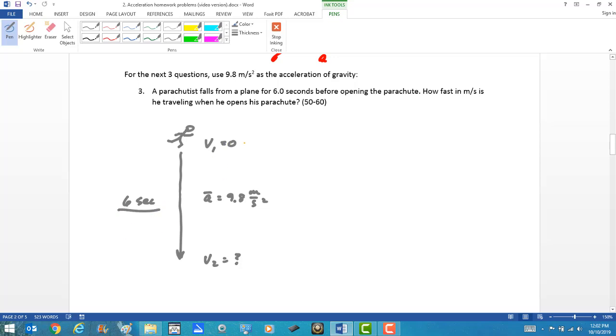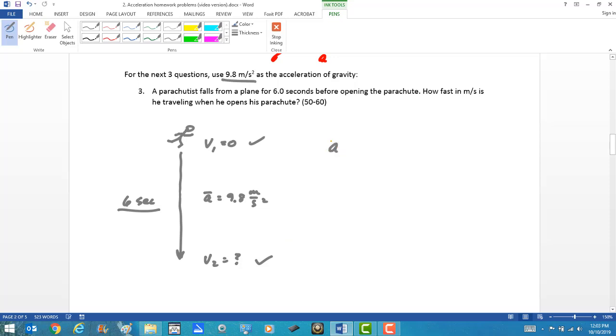Their initial velocity is obviously 0. We don't know what their final velocity is after 6 seconds. That's what we're trying to solve for. What is causing them to accelerate? The acceleration due to gravity. The problem is pretty simple.